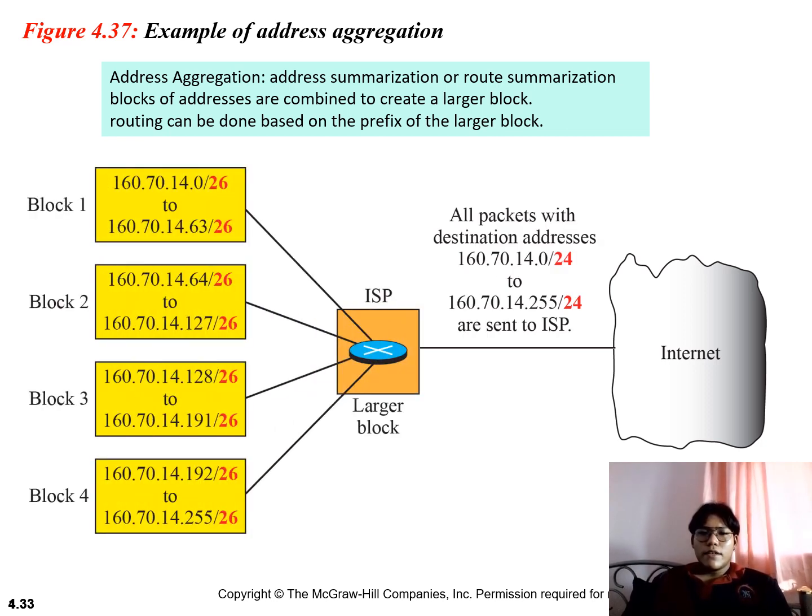Address aggregation, also called address summarization or route summarization. Blocks of addresses are combined to create a larger block. Routing can be done based on the prefix of the larger block.